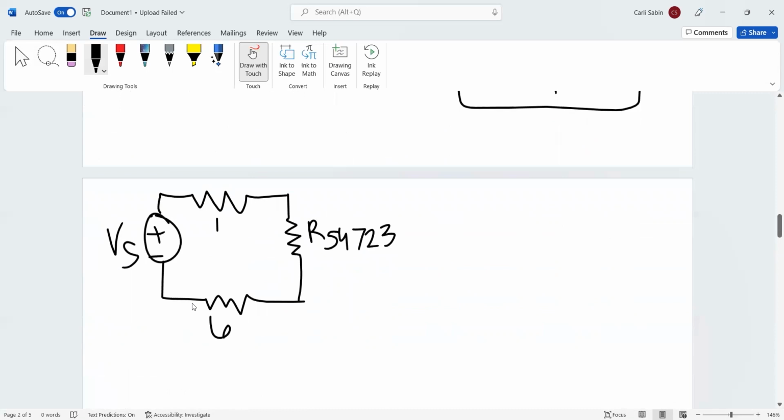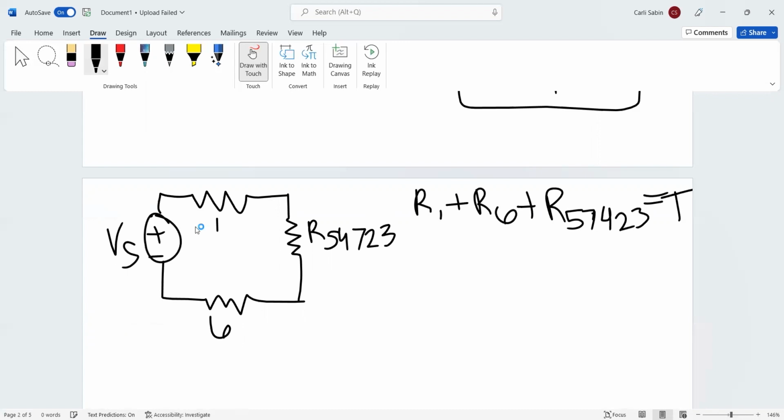Okay, and so as we can see, all of these resistors are in parallel, and these are our last two resistors that we need to simplify in order to calculate the total resistance. So we're going to have R1 plus R6 plus R2, 3. And this is going to give us the total resistance, RT, right?